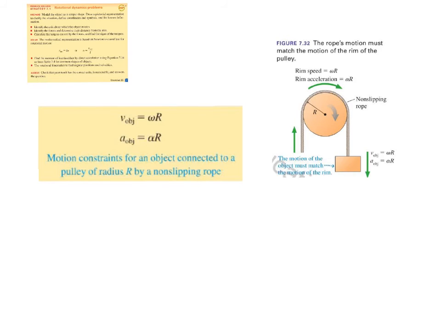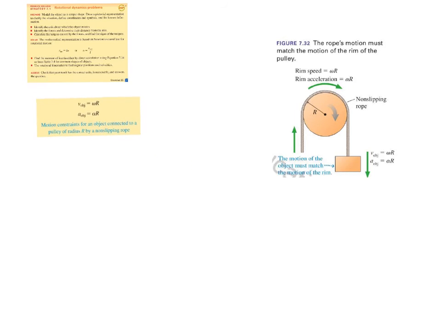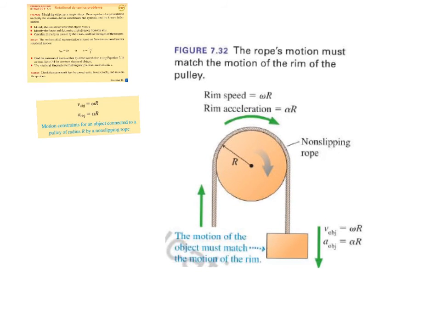Now, there are a lot of important applications of rotational dynamics that involve objects that are attached to ropes that pass over pulleys. So this figure here shows a rope passing over a pulley connected to an object in linear motion. Now, in situations like this, if this pulley turns without the rope slipping on it, then the rope's speed must exactly match the speed of the rim of the pulley. The speed of the rim of the pulley is omega r, where omega, of course, is the angular velocity here, and r is the distance from the axis of rotation. Because the rope is not slipping, if the pulley has an angular acceleration, then the rope's acceleration must match the tangential acceleration of the rim of the pulley, which would be alpha r.